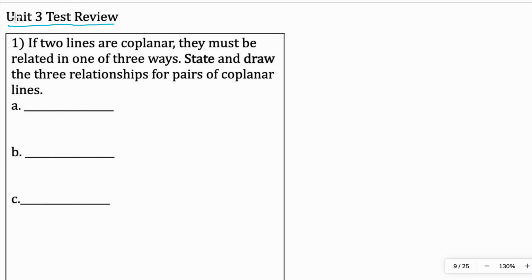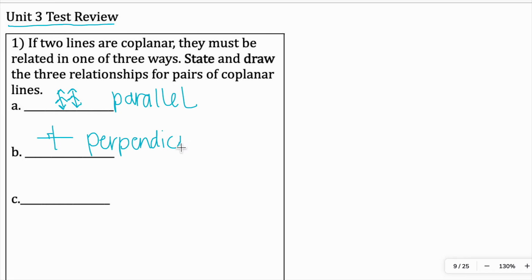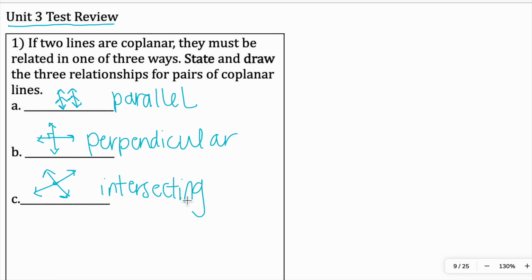If two lines are coplanar, then they must be related in one of three ways. State and draw the three relationships or pairs of coplanar lines. So we have parallel lines, we also have perpendicular lines, and then the third relationship we have are just intersecting lines. So they're not showing any perpendicular relationship with 90 degrees, they're just intersecting normally.